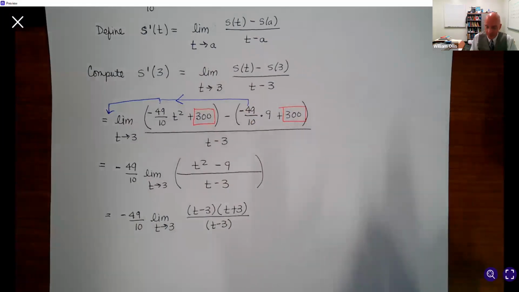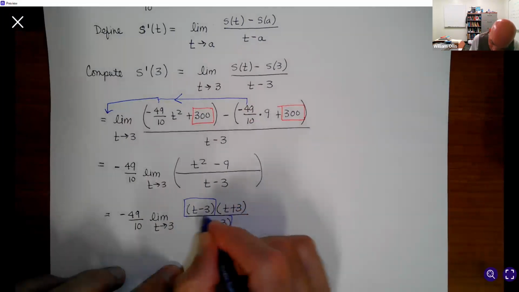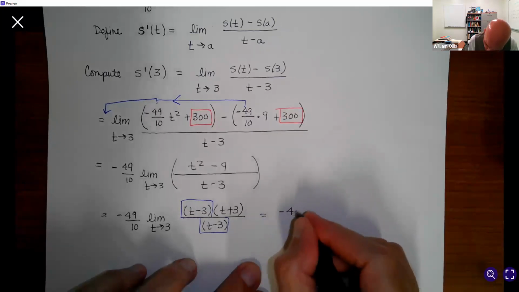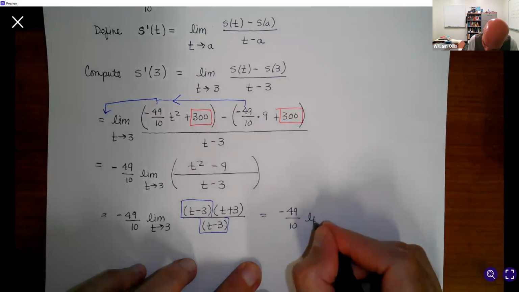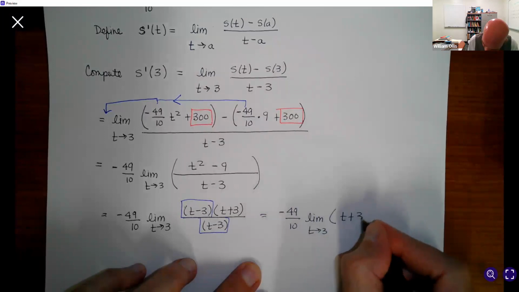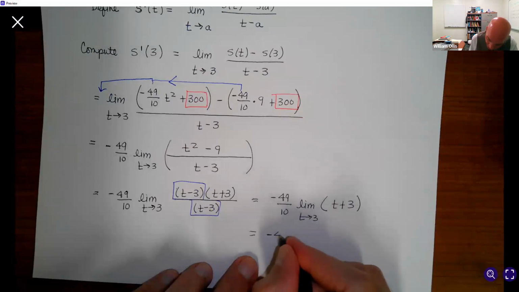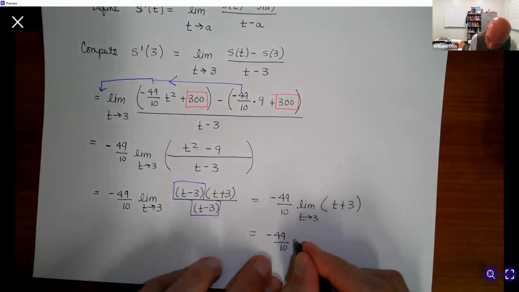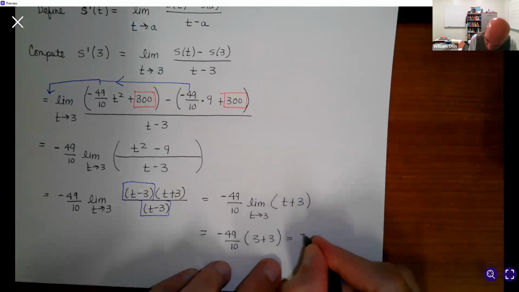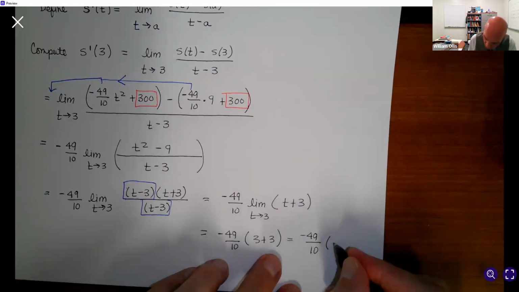Well, it's amazing. So now the t minus 3 factors both absorb. And so now you've got, wow, I got the easiest limit in the world. That's just a polynomial in t, the limit as t approaches 3 of t plus 3. But now, of course, that's just direct substitution. So we get negative 49 over 10 times 3 plus 3. So this is negative 49 over 10. And then, of course, 6 is just what, 2 times 3?